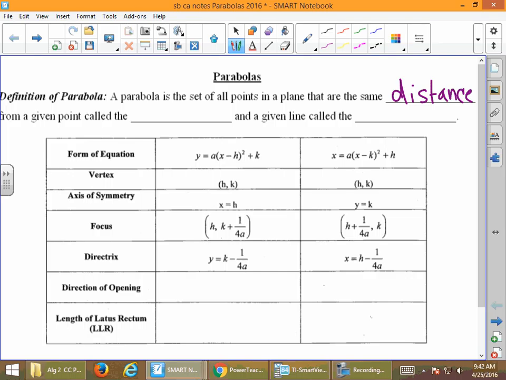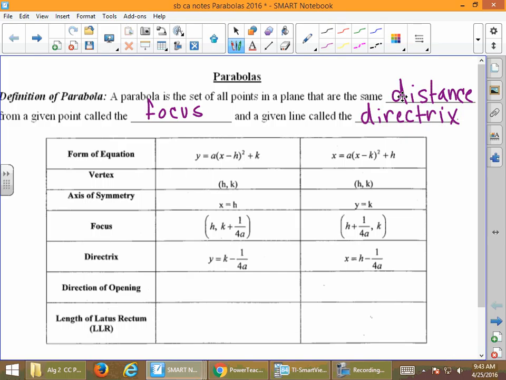from a given point, called the focus, and a given line called the directrix. And we actually have worked with the first column of a parabola. All of them that we've worked with have been in function form, which was y equals.